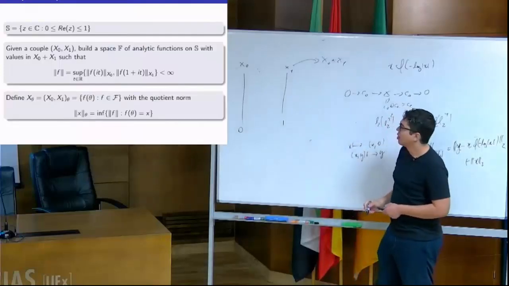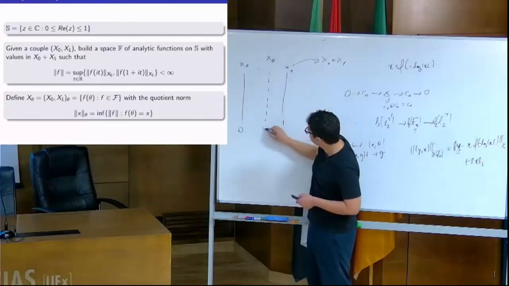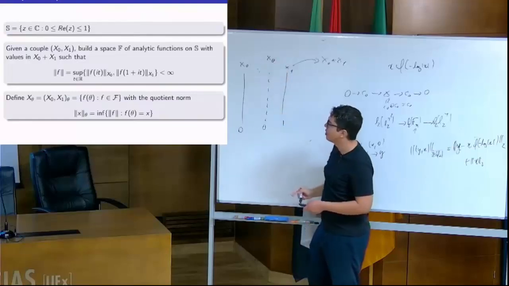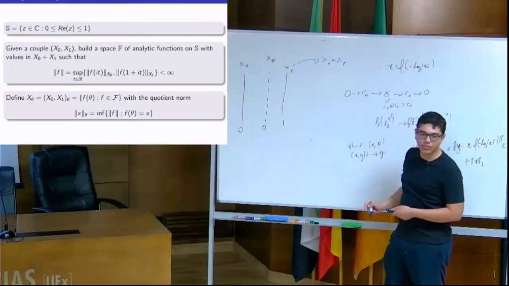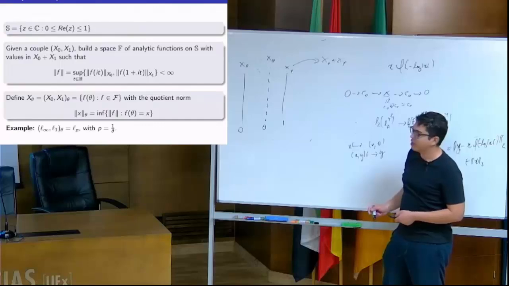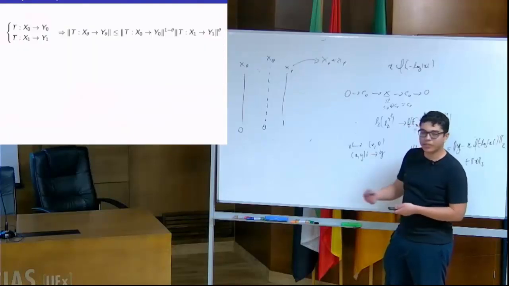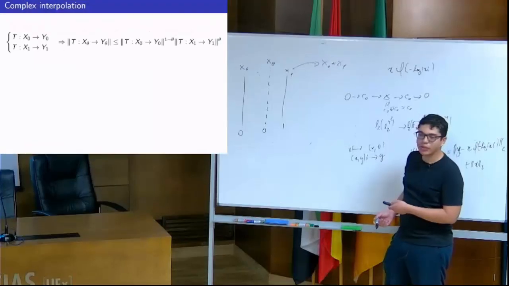Okay? And whatever appears in the middle, so this is theta, what appears in the middle will define your space X theta. Okay? So X theta is defined as the image of theta by the functions in F, okay? With the quotient norm. And the classical example, you take the couple L infinity, L1, interpolate, you get the Lp spaces. And of course, you have an interpolation theorem. If T goes from X0 to Y0 and from X1 to Y1, you have automatic boundedness in the complex interpolation spaces.